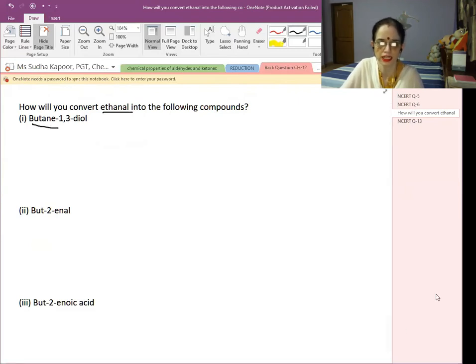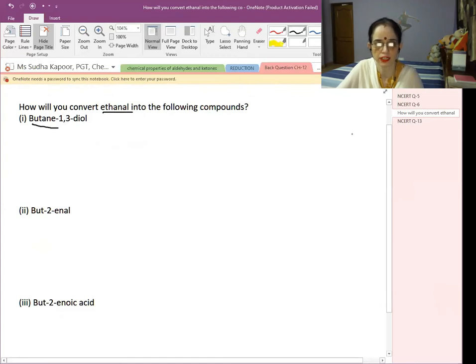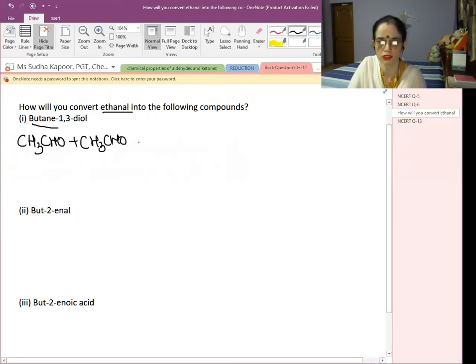So many of the students think that it is some follow-up of the Wurtz reaction. But don't forget that ethanol can be converted into a butane part by using the aldol condensation also. So attempting the aldol condensation this time, butane 1,3-diol formation can be done through it. Let us start by writing it. We have taken ethanol, CH3CHO plus CH3CHO. We have done a lot about this reaction in the previous lectures also, followed with dilute NaOH.